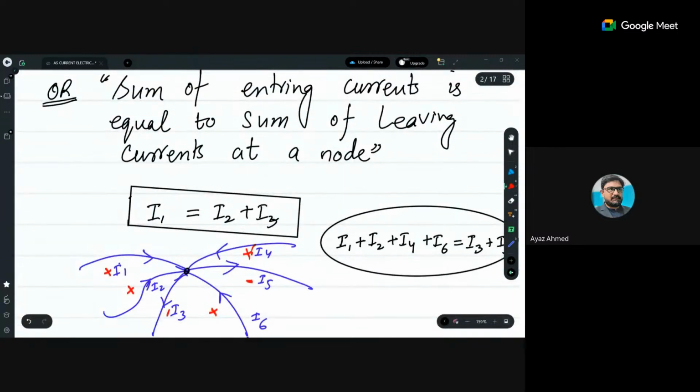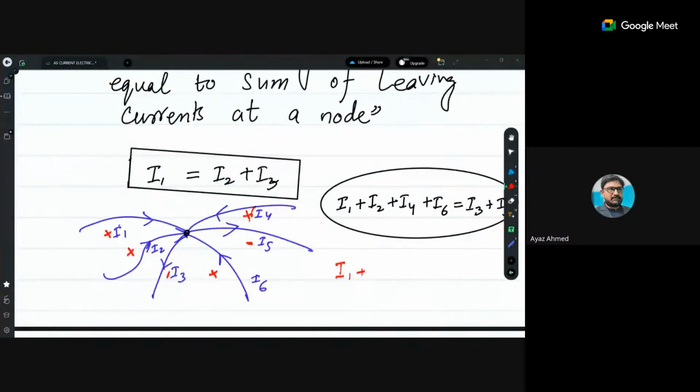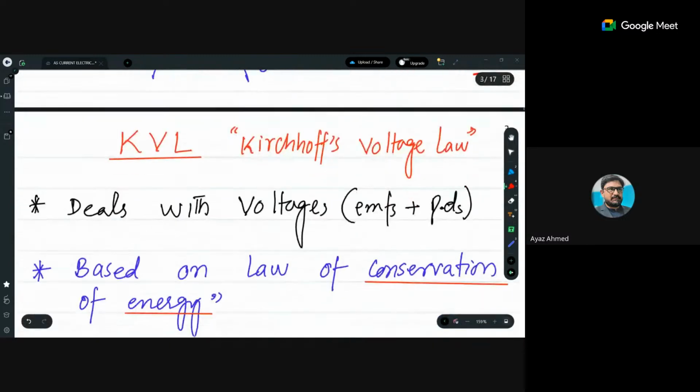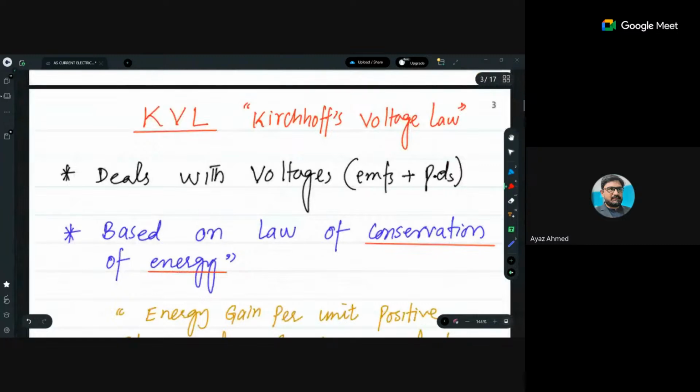And if I want to make an equation, I can say I1 plus I2 minus I3 plus I4 minus I5 plus I6 all goes to 0, because mathematically this is what I made here. Is this all clear to you? Yes. Then we move to this second law.